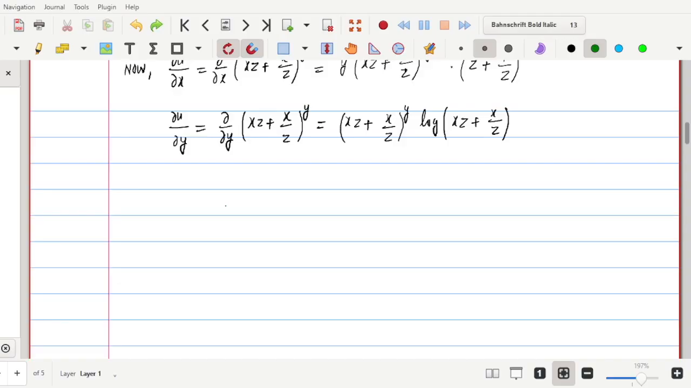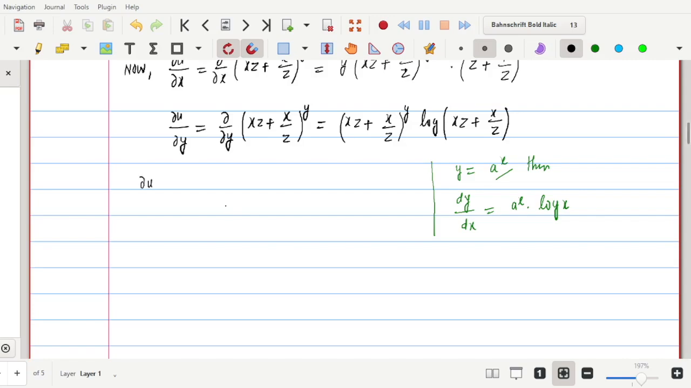Now in order to make this derivative more clear, we shall mention one example here. We know that if we have a function, suppose y is equal to a power x, where a is a constant, then dy by dx is equal to a power x into log a. We are using this kind of derivative to evaluate the partial derivative of this function with respect to y. Since we are taking the partial derivative with respect to y, x is constant, z is constant, x by z is constant. So here we have constant power y, exactly the same as constant power x. When we take the derivative with respect to x, we get a power x log a. So here we will get the same function, a power y, into log of a. So this is the rule that we are using to evaluate the derivative of u with respect to y.